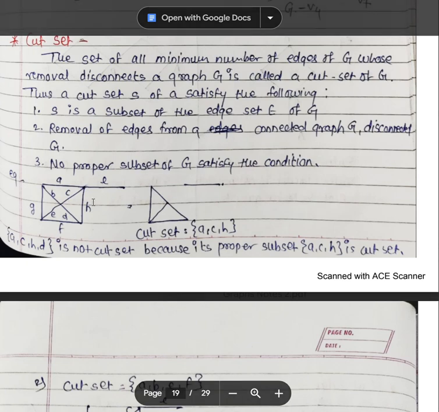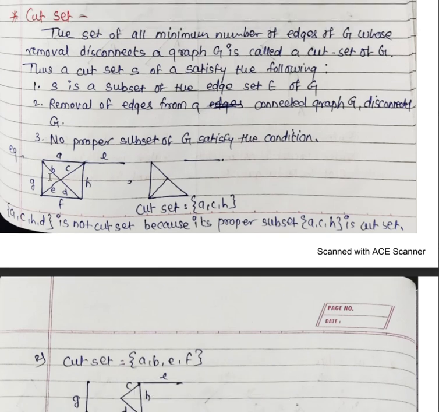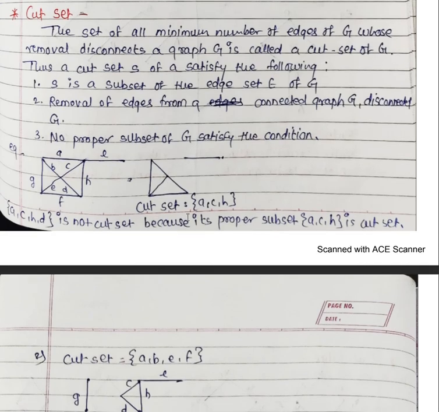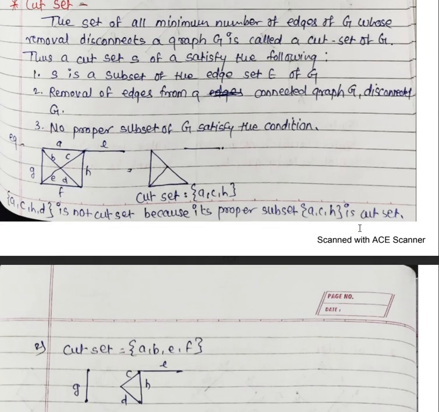For example, consider this graph. When the cut set edges A, C, and H are removed, we get these two separate graphs. So the cut set of the given graph is A, C, and H. ACHD is not a cut set because its proper subset ACH is a cut set.